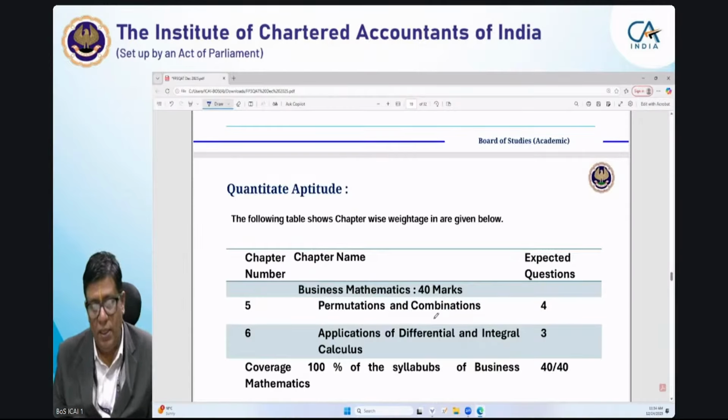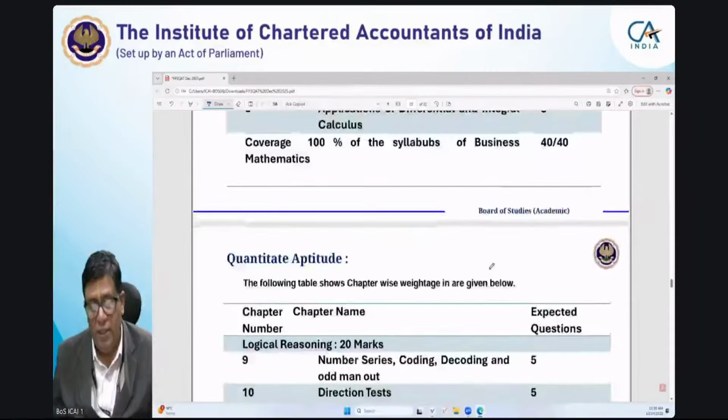Similarly, the integral applications. From the economics application point of view, when you integrate the marginal cost function, you obtain the total cost function. When you integrate the marginal revenue function, you obtain the total revenue function. This way, you understand the logic behind the application of differential and integral calculus. This is quite interesting and application-oriented, with business applications, and weightage has been given here.